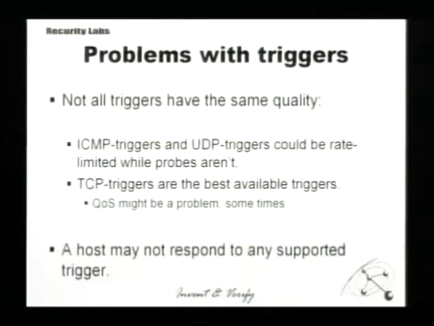Of course, there are also problems with triggers. Not all triggers have the same quality, because let's take an example. Let's use the ping trigger. Let's send ICMP echo requests. Then it may be so that there are ICMP rate limitations, while the probes are not rate limited at all. Then you'll scan a lot slower than you'd have to. TCP triggers are basically the best triggers because they, in most cases, behave just like the probes. This may be different if there's a quality of service, which basically means that you've defined that traffic on some particular port is going to be prioritized. Then, of course, probes may be too slow, or triggers are too slow. So the triggers are not really like the probes, and then that can be a problem. But it's usually not the case. And of course, a host may just not respond to any of our triggers, in which case we think it's down.